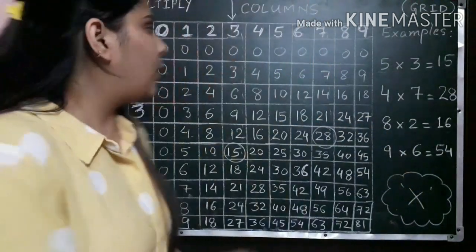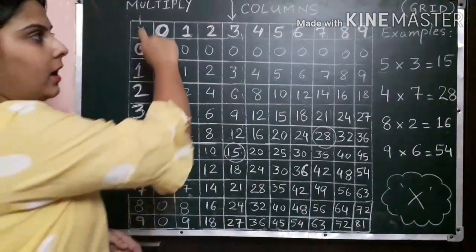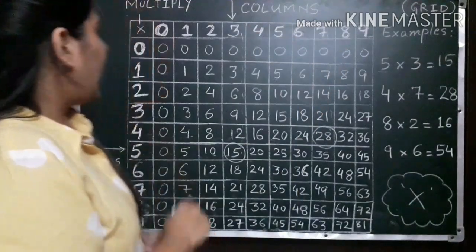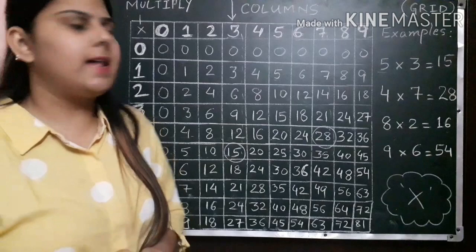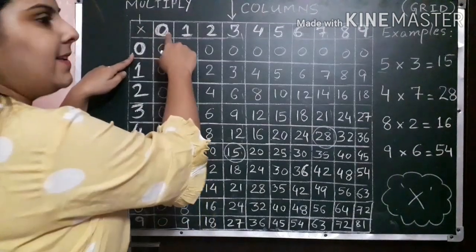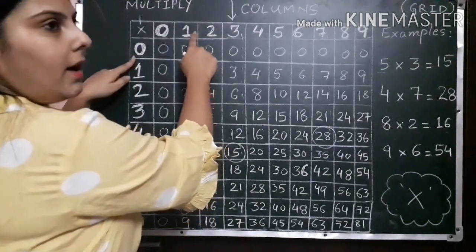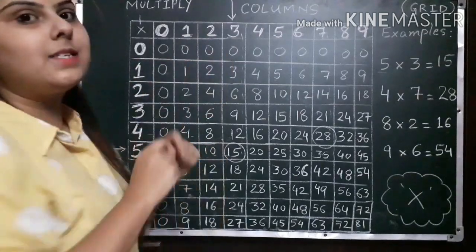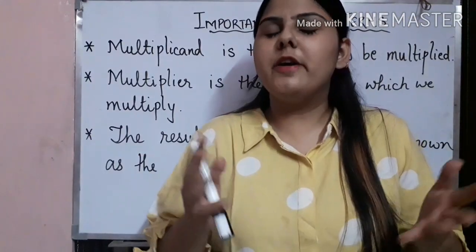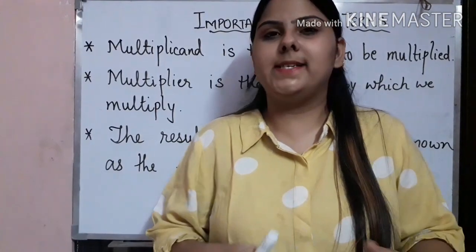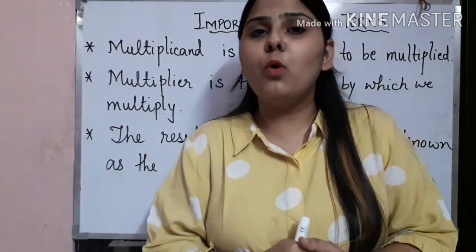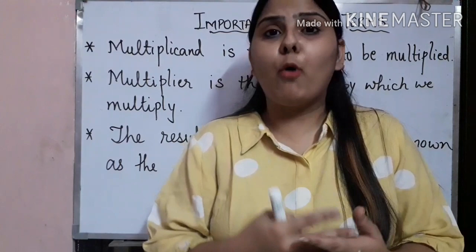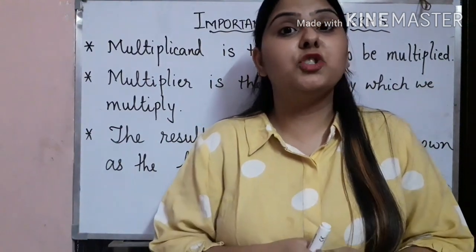Remember to make a highlighted row and a highlighted column. And do not forget to put a multiplication sign which tells that you are multiplying 0 by 0, 0 by 1, 0 by 2 and so on. I think that you are now aware of all the basic ideas related to multiplication. So let us move on to the main important terms related to this chapter.